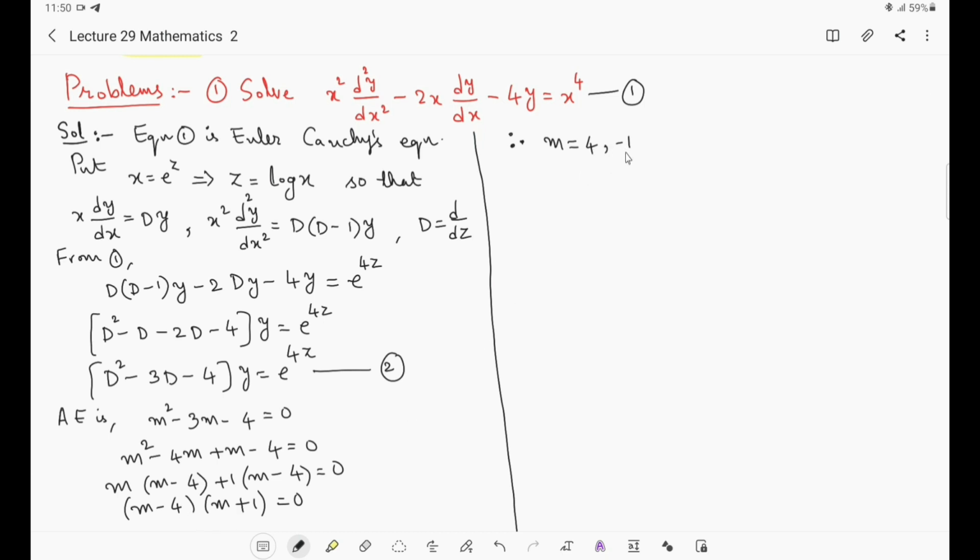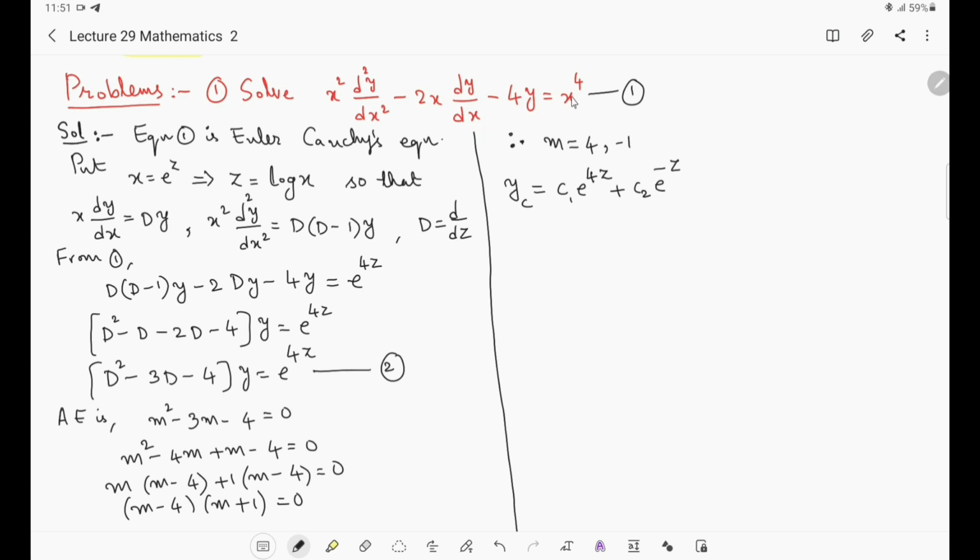Now you see that these roots are real and distinct. When the roots are real and distinct, the complementary function is given by yc equals c1 e power 4x. Previously we wrote x because the independent variable was x, but here the independent variable is z. So e power 4z, right? This complementary function is not for equation 1. This complementary function is for equation 2: c1 e power 4z plus c2 e power minus z, right?